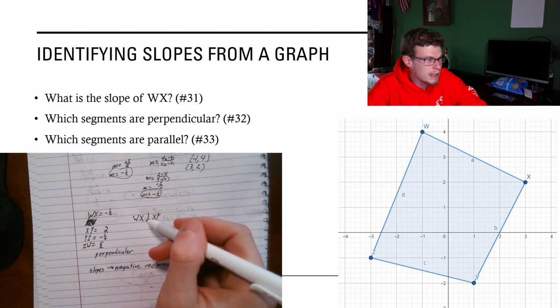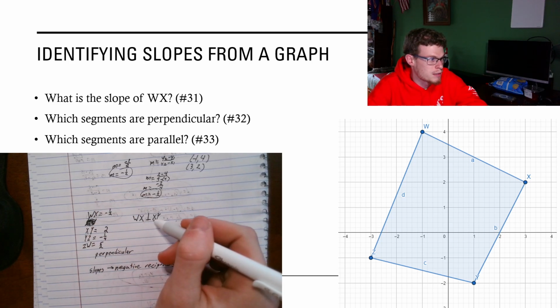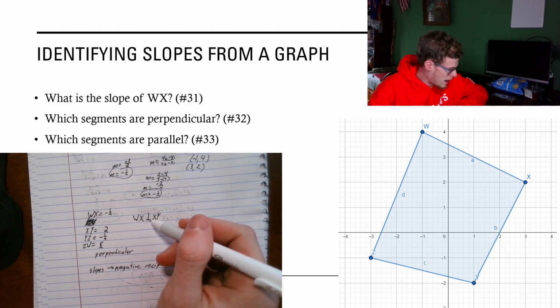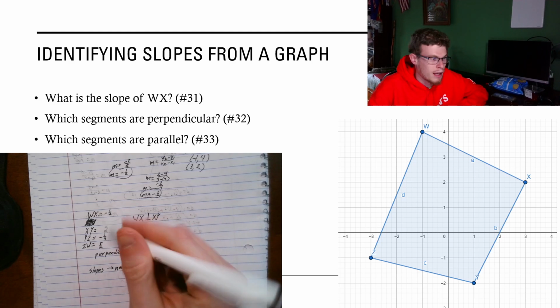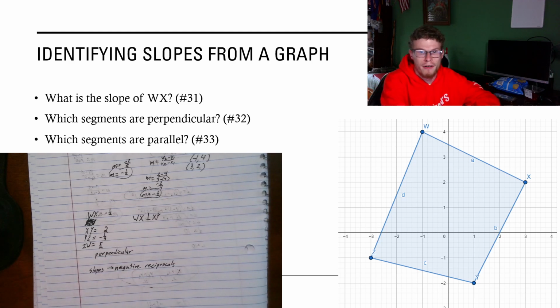So that means the only lines that are perpendicular are WX and XY, and there is in fact no parallel lines in this quadrilateral. Makes sense too, because it's not a perfect quadrilateral. If it was, we'd have parallel lines, but we don't have any of those. Alright, so that's that one.